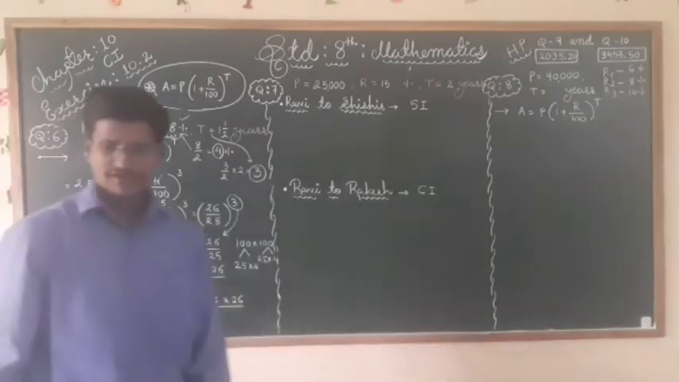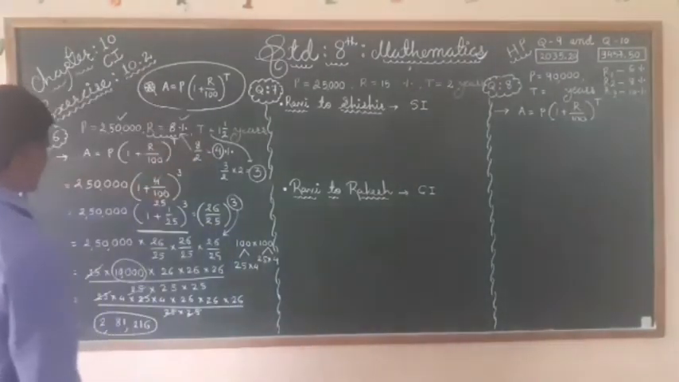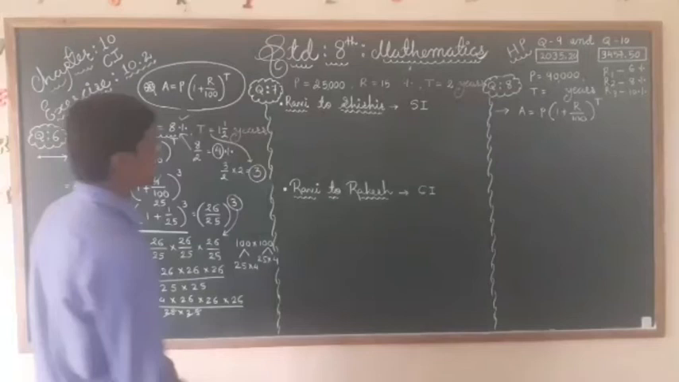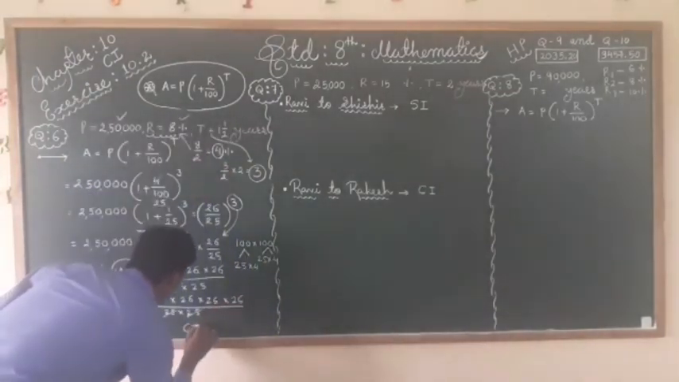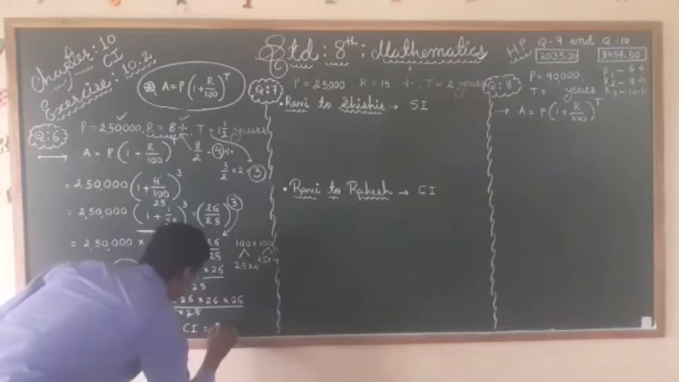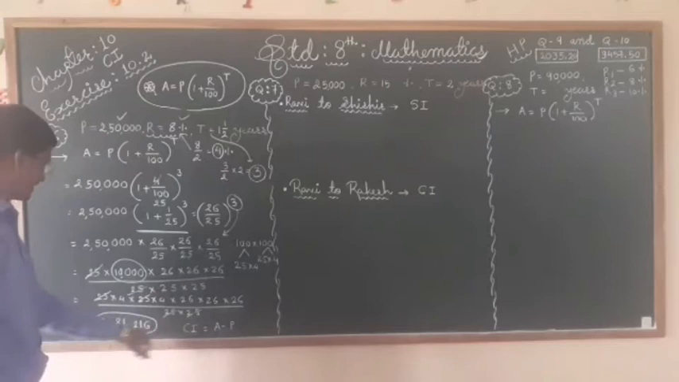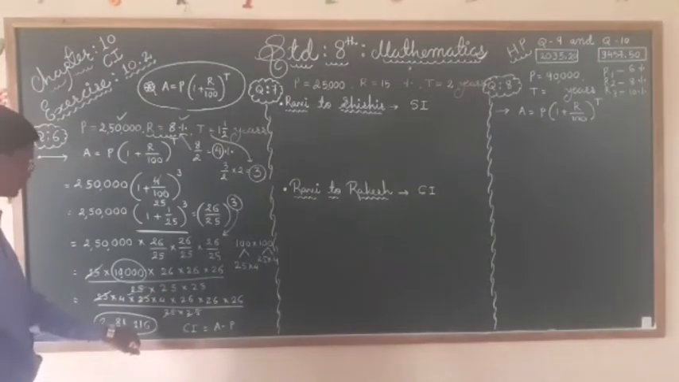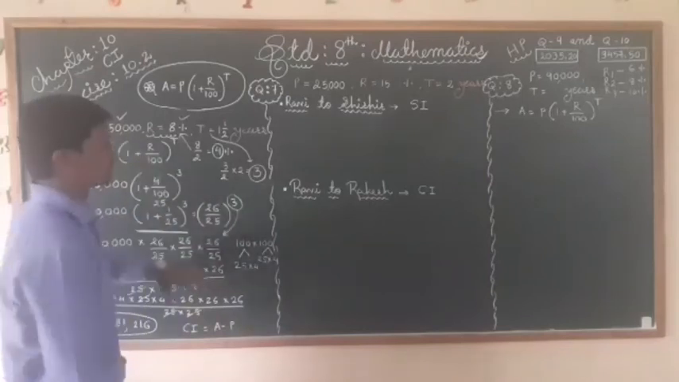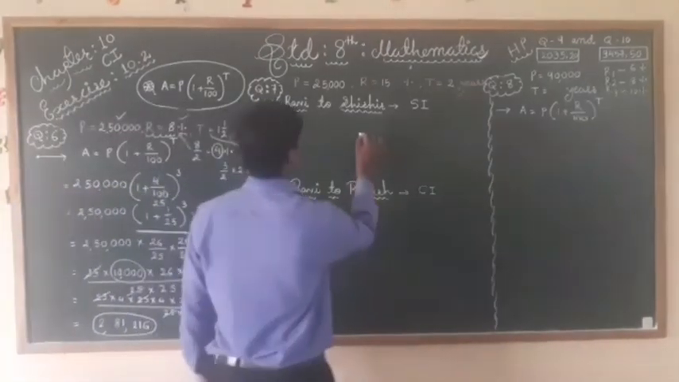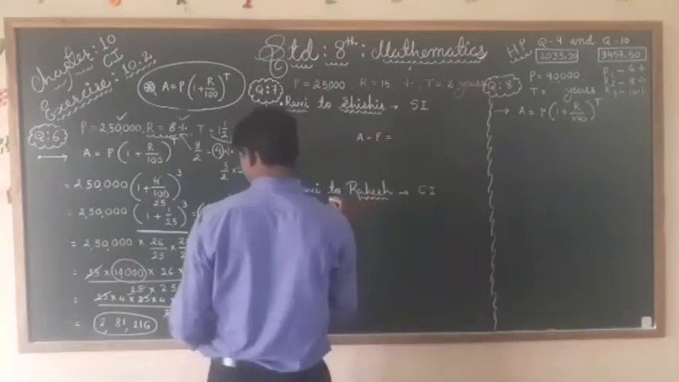Okay, now what we have to find out? We have to find out the compound interest. So by finding the compound interest, I am doing here. CI we can use: CI is equal to A minus P. By keeping these values, A we got 2,81,216, and principal we have, that is 2,50,000. So A minus P I am doing to continue this question.